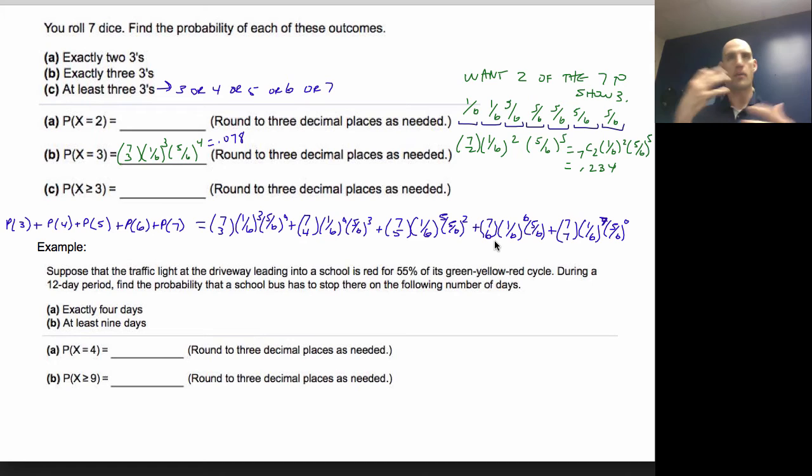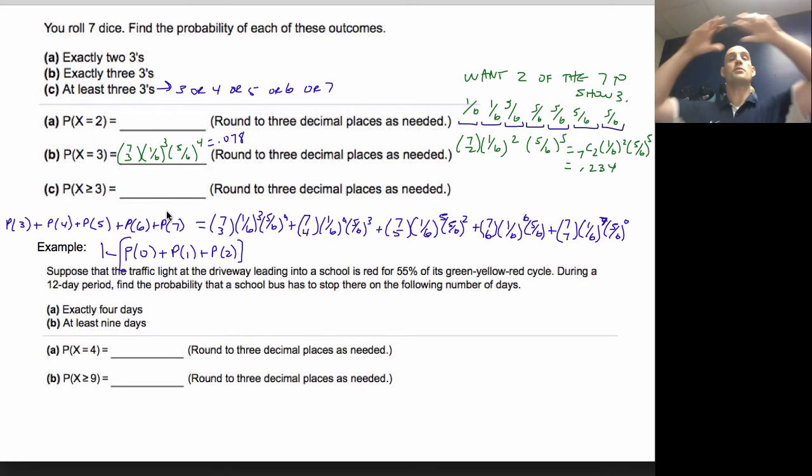So these aren't all the possibilities, so it's less than 1. Another way to consider it would be to say 1, or all the possibilities, minus what doesn't satisfy. So that would be 1 minus the probability of 0, plus the probability of 1, plus the probability of 2. So it's a 100% chance to get what we want, minus getting 0, 1, or 2, because those don't satisfy. So what's left is everything that would satisfy.